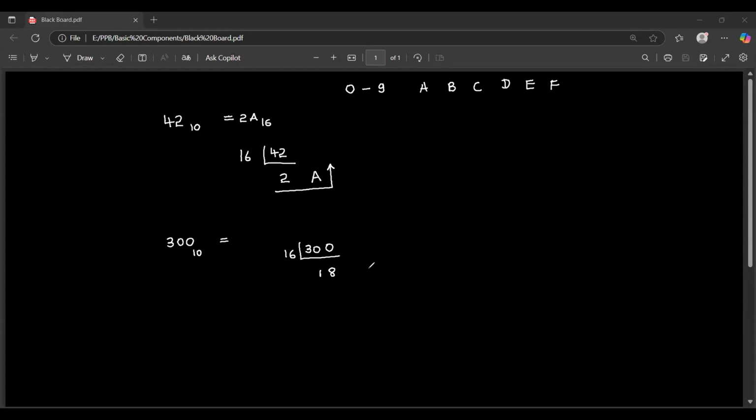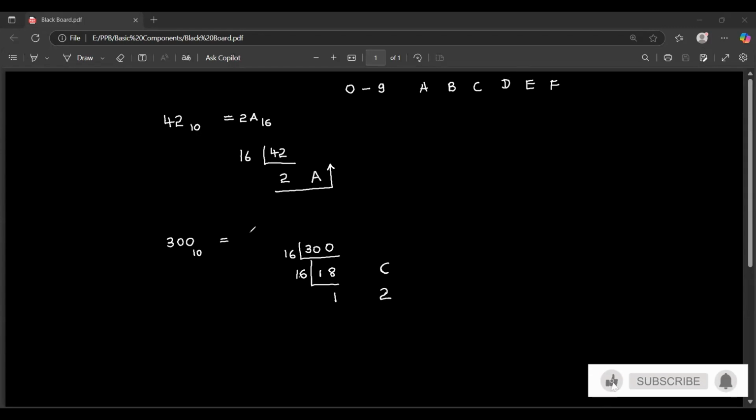We can't write down 12. Instead of 12, we have to write down C. Then if we divide it again by 16, you'll get 1, and the remainder will be 2. So 300 to the base 10 can be written down as 12C to the base 16.